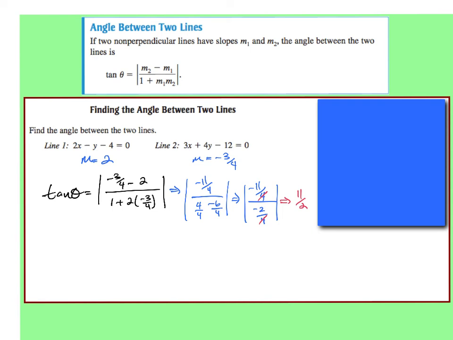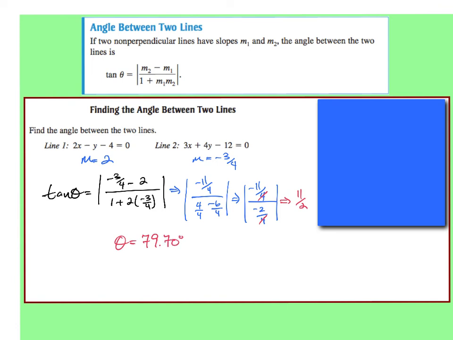11 halves. Now, some people on the test actually leave it right there. That's wrong. What do we need to do now? We need to arctan it. So now I arctan it, and I end up with theta equals 79.69, so 70.